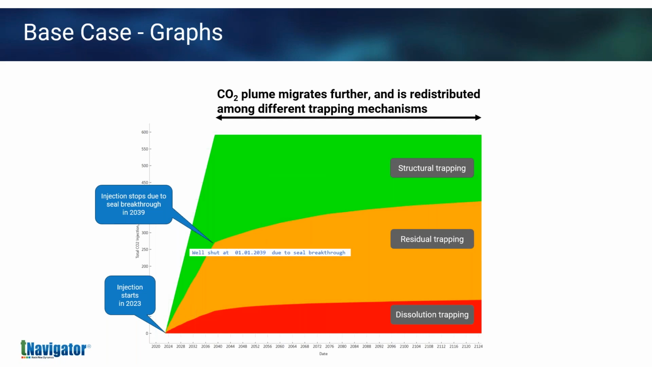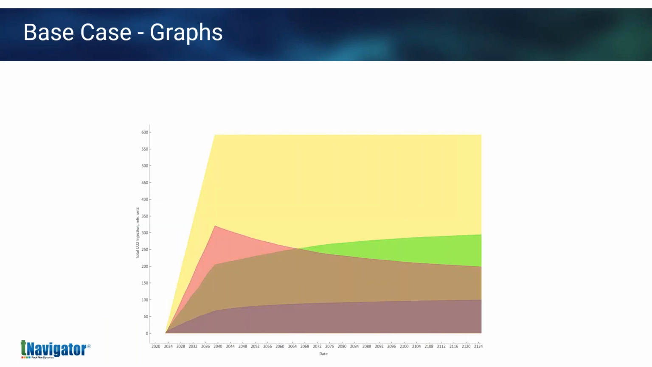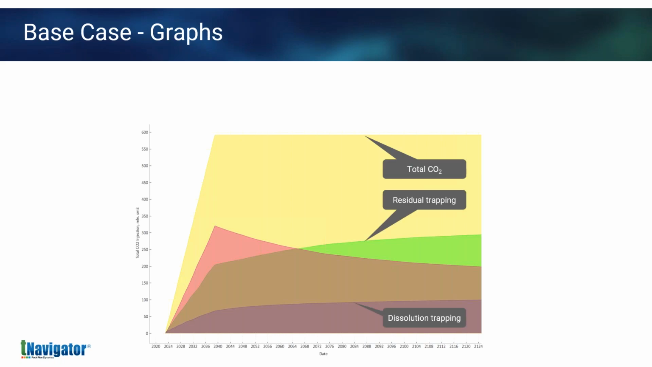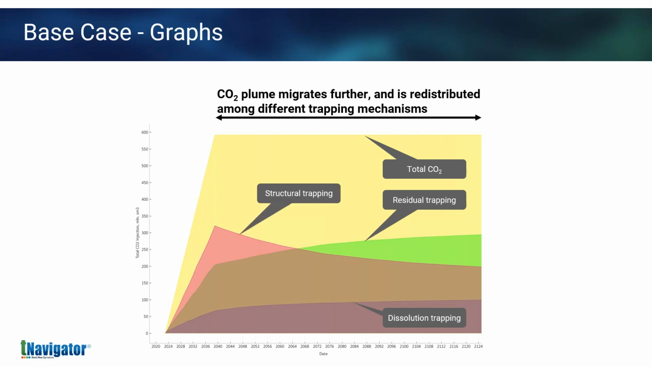But what you can definitely see is the redistribution of the different trapping mechanisms, which I tried to make a bit more clear in this non-stack plot. So these are all the different parameters that I've shown before, but not in a stacked way. So you can directly see on the top the total CO2, residual trapping, dissolution trapping, and what's missing here is the structural trapping.